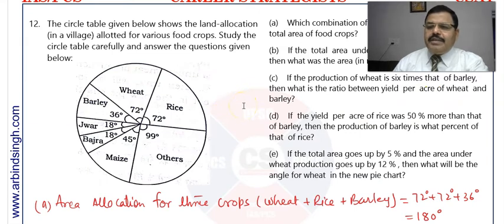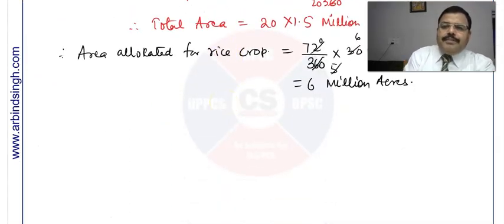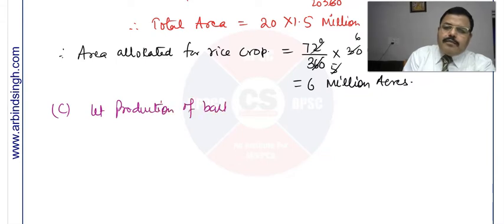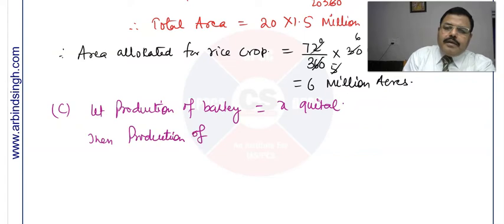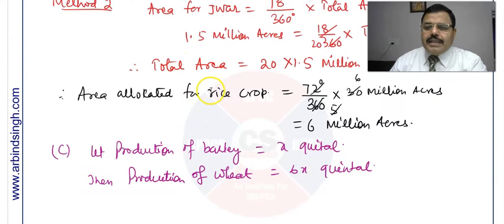Production of wheat is 6 times that of the barley, right? So for C part, let the production of barley be x quintal, then the production of wheat is 6 times, that is 6x quintal, right? Okay, now the production is 6x quintal.